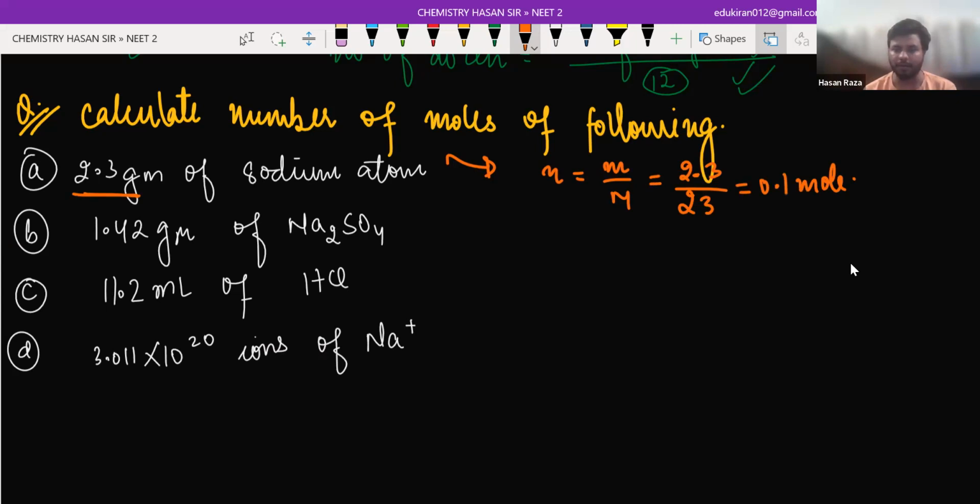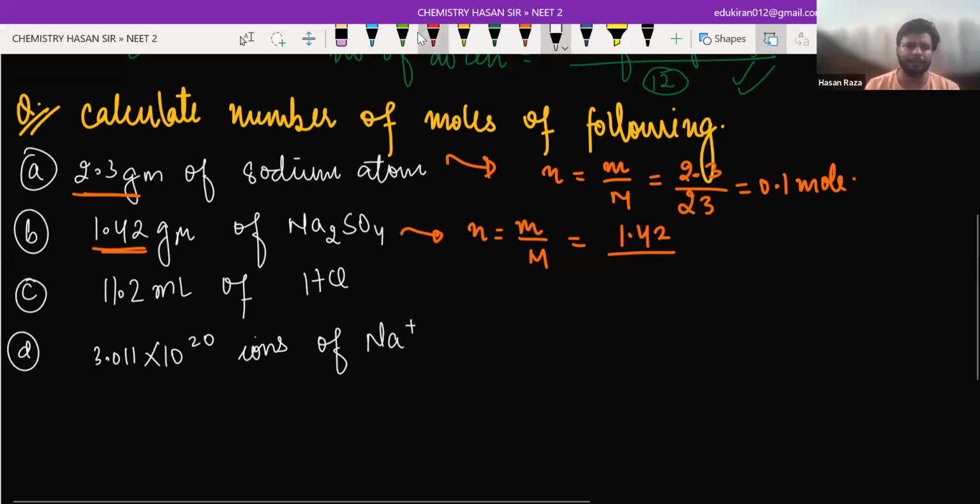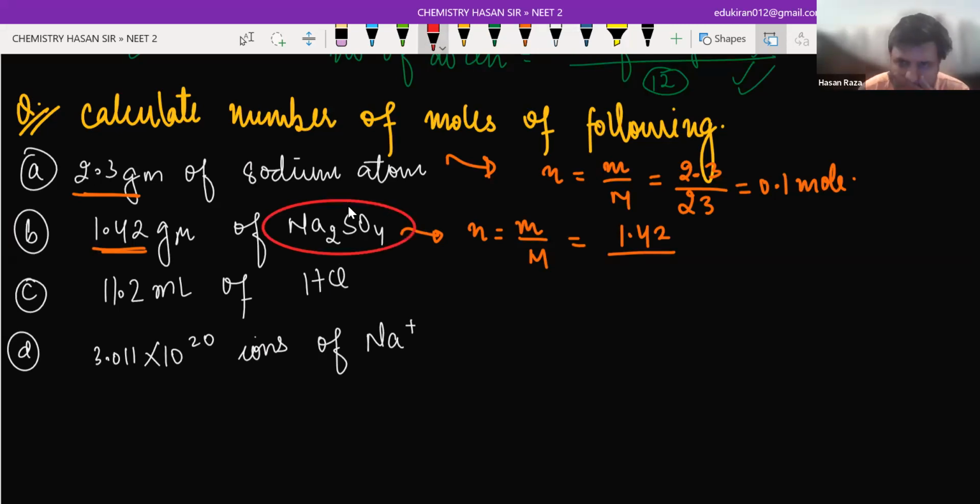Aisha, have you got the answer? Yes, sir. Okay, tell me the answer for the second one, Aisha. One minute. Okay, take your time. Rabia? 0.01. Very good. Again the mass is given, so we apply the formula given mass upon molar mass, and given mass is 1.42. What is the molar mass of Na2SO4, Rabia? 142. Okay, very good.